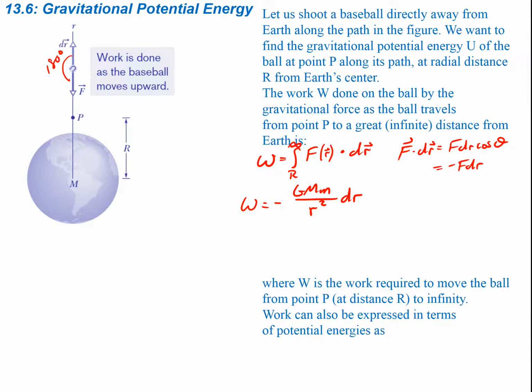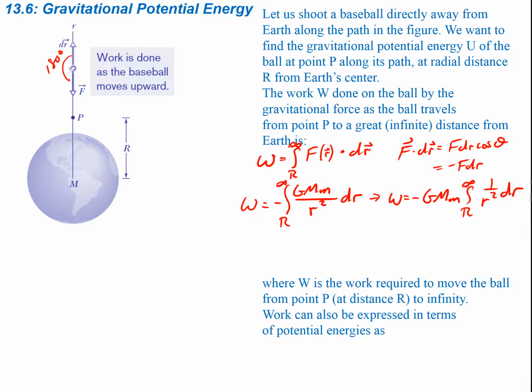So we're going to have to take the integral. So this is going to be, keep the negative sign up front, the integral from r to infinity of this whole thing. Now, most of these values in here are constant, so we can pull those out. So the work is going to be negative G big M little m times the integral from r to infinity, and then inside the integral, we just have 1 over r squared dr.